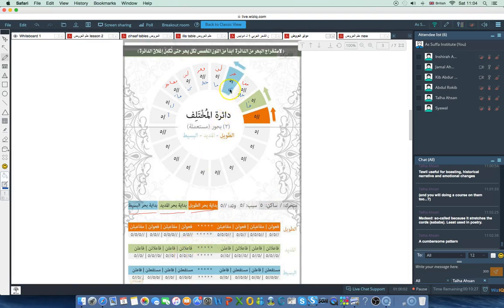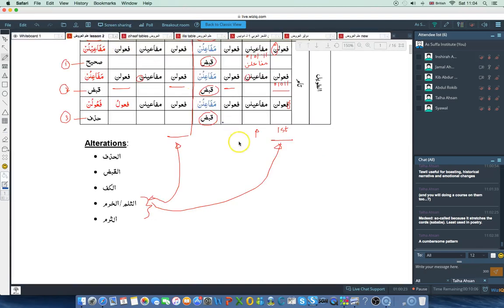And then if you start from here where that blue one is, it will be the next pattern, which we haven't done today, which is Bahr Basit, Mustaf'ilun, Mustaf'ilun, Mustaf'ilun. So this is basically how the circles work. The dairas, the circles, work in that fashion. You go around, and around, and around.